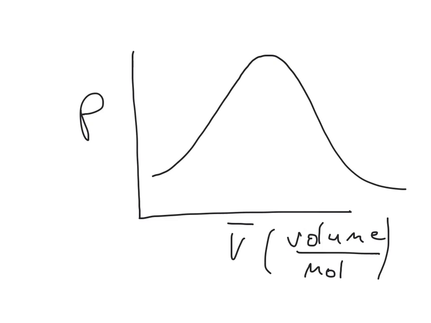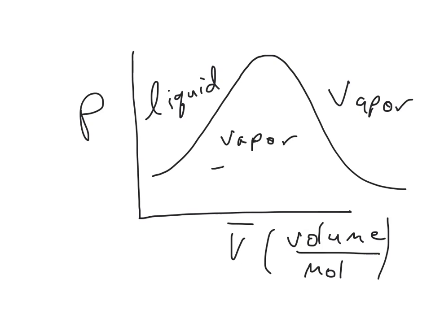And this diagram here shows us the various phases of a particular material. So in this region we have liquid, this region we have vapor, and in this region we have vapor plus liquid.